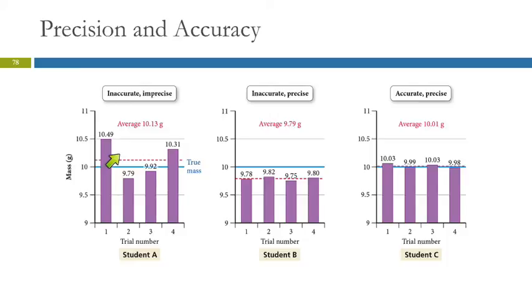Okay, so this is the average. The average is 10.13. True value is 10. This isn't very good either. So this is not accurate, it's inaccurate, and it's imprecise.